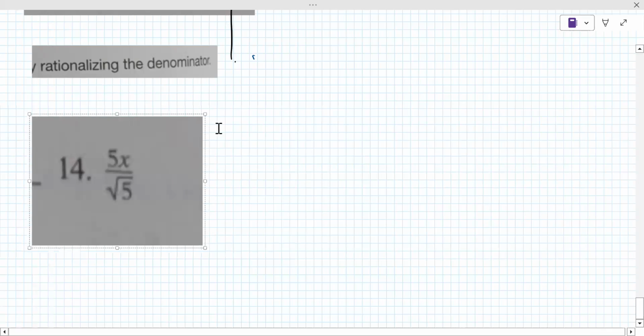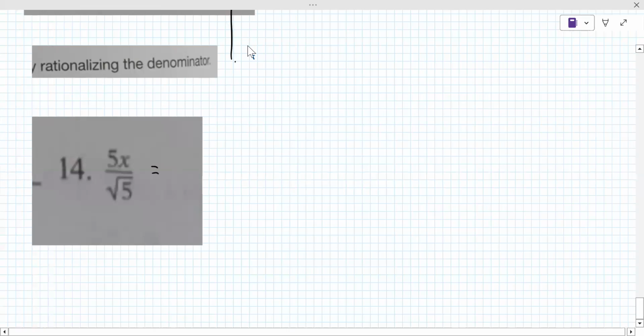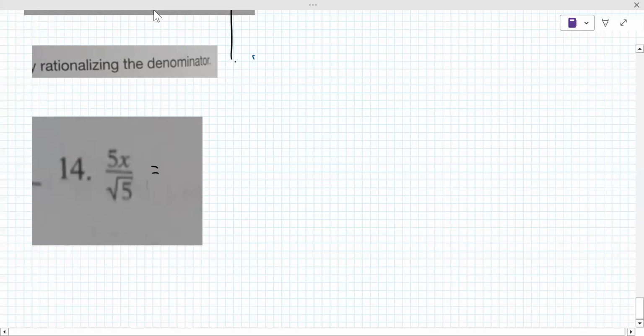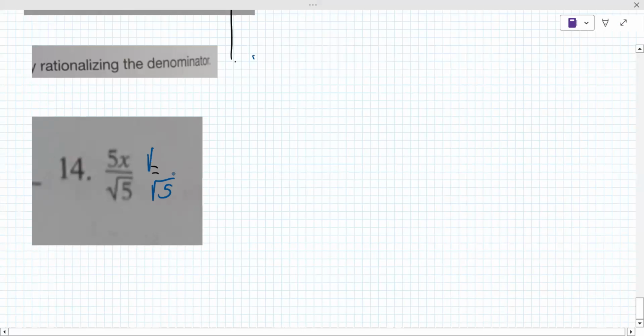Okay. Next question here. It's 5x over the square root of 5. So for now, just ignore the fact that there's a 5x. Think of it like we did in the last problem here. What did you do to rationalize the denominator? We multiplied it by square root of 2. It's the same thing here. You're going to multiply the top and bottom by the square root of 5.